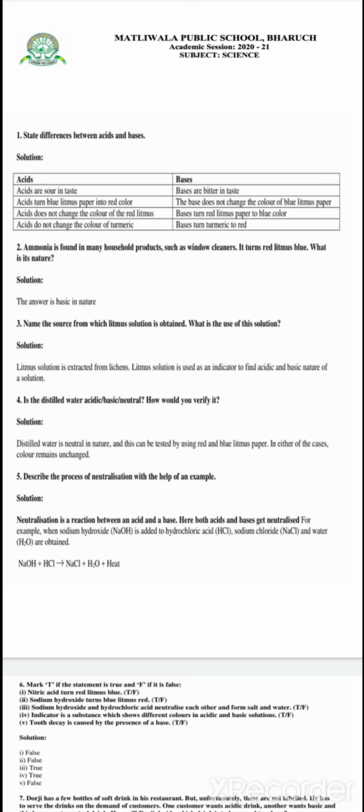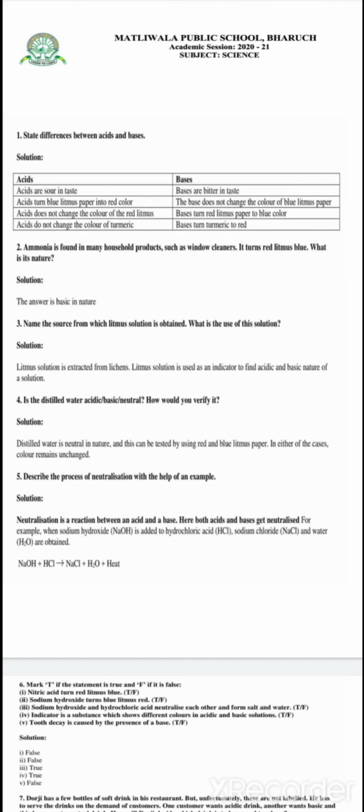So here the first question is, state the difference between acid and base. Students, whenever you write the difference between, always write according to the marks. If it comes in 2 marks, you will write 2 points. If it comes in 3 marks, you will write 3 points. Here 4 points are there, and one more point I will give you. You will learn all 5 points, and among these 5, any 3 you can write.